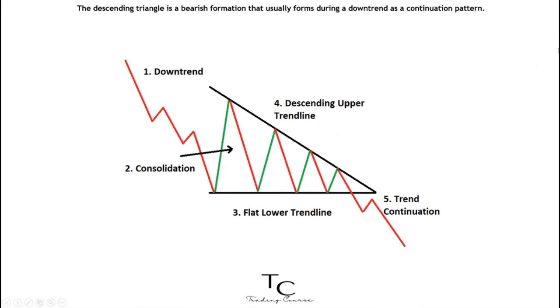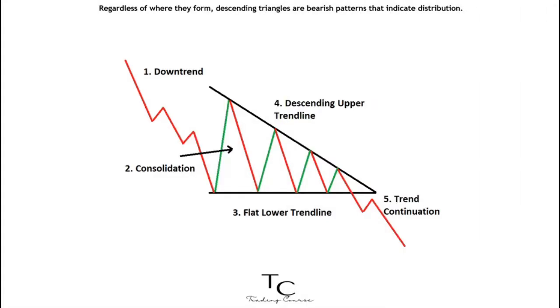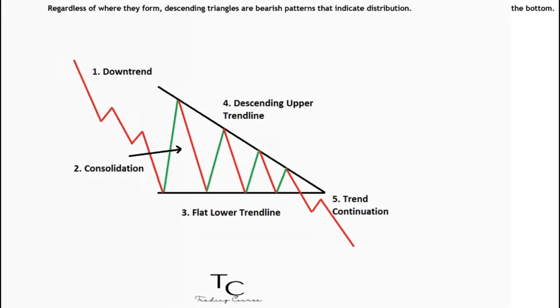The descending triangle is a bearish formation that usually forms during a downtrend as a continuation pattern. There are instances when descending triangles form as reversal patterns at the end of an uptrend, but they are typically continuation patterns. Regardless of where they form, descending triangles are bearish patterns that indicate distribution.